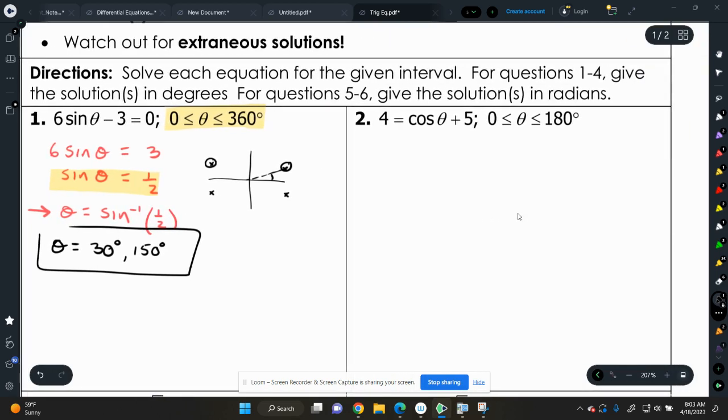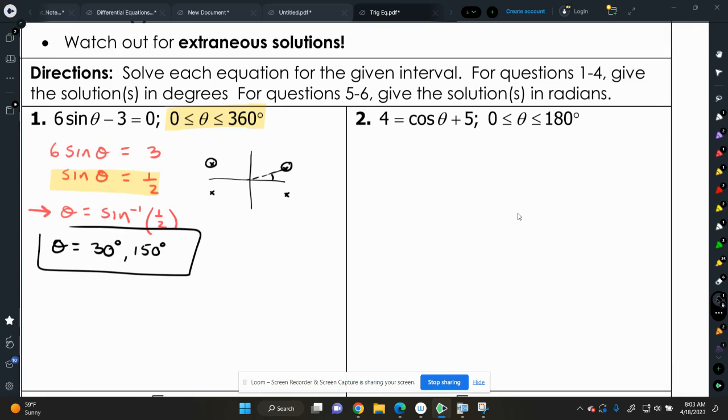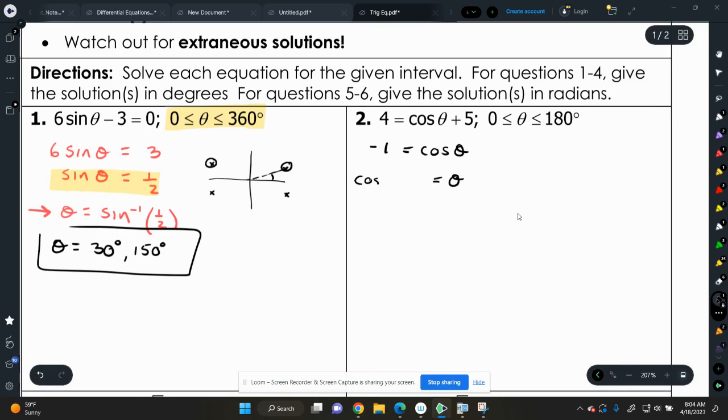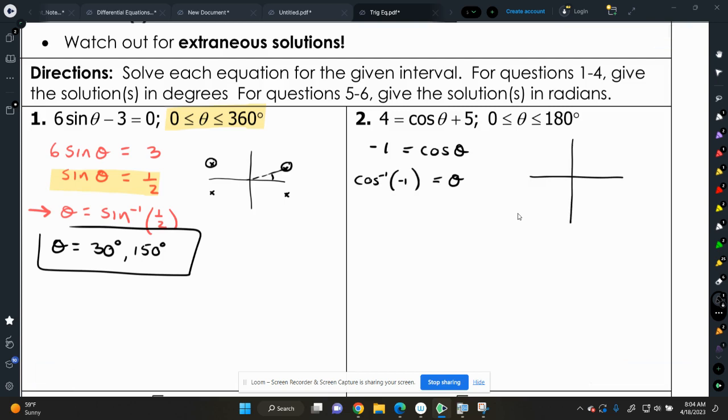Okay, let's look at number 2. We're going to subtract 5, so we get -1 equals cosine theta. So theta equals the inverse cosine of -1. So once again, see how important that unit circle is, right? We need to know our unit circle.